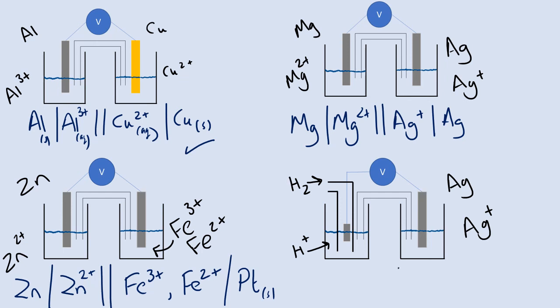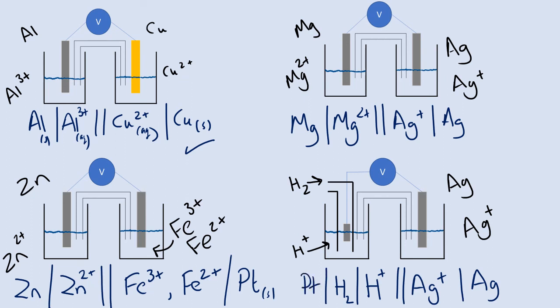Last one then, salt bridge, oxidized form, phase boundary, reduced form. Yes, that's my electrode. Moving to the left, oxidized form, H+, reduced form, H2. And H2 is not the electrode, so I need a phase boundary and a platinum electrode there. So that's those 4 complete.